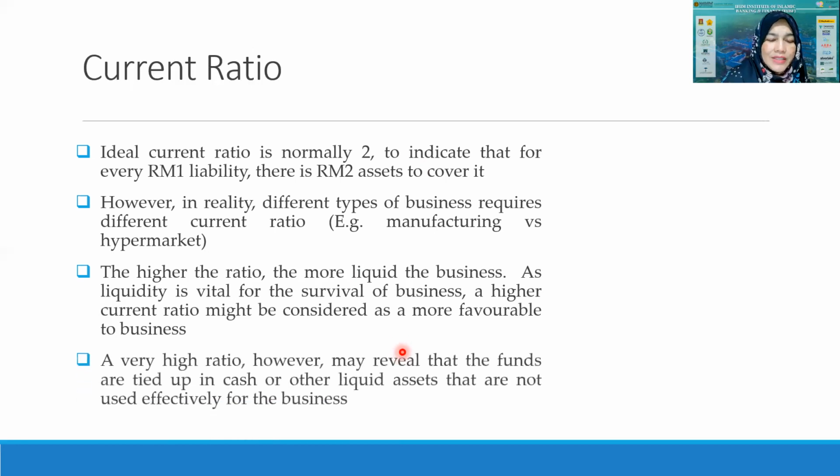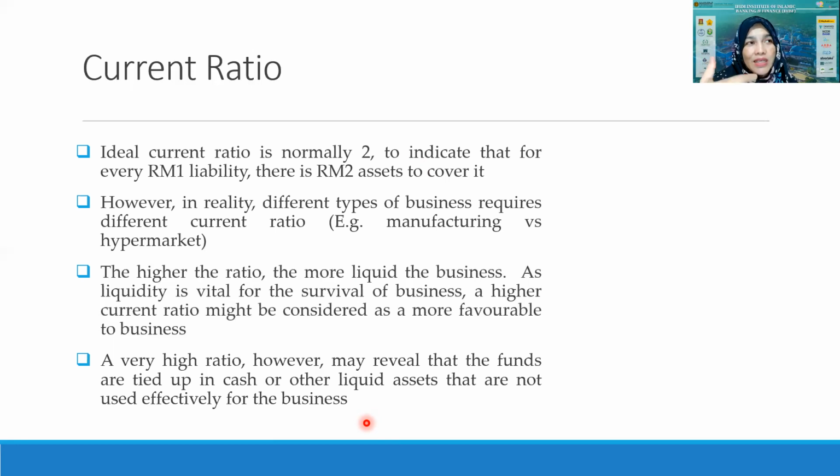Okay, however, if the ratio is very high, then that reveals that the funds are tied up in cash or other liquid assets that are not used effectively. So if the current ratio is very high, let's say the company has a current ratio of 100 times, which means that the company has a lot of cash in the bank, a lot of cash in inventory, which is not a good indicator, because that money should be utilized for the business. The company should utilize it and generate more money for the business.